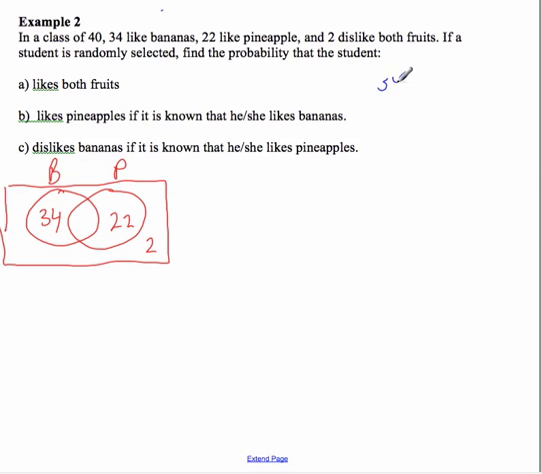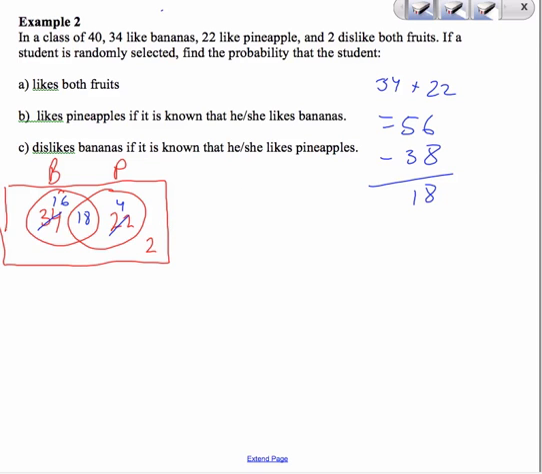But 34 plus 22 is 56, okay? We need them to add up to 38, so I'm just going to subtract 38, and that gives me 18. So there should be 18 in the middle. I'm going to subtract 18 from these other ones. Subtract 18 here, I get 16, and then these numbers will add up to what we wanted, which is 38. Okay? So it's just some erasing here.